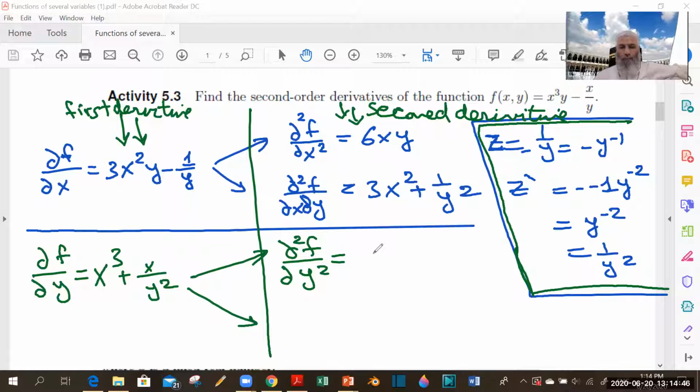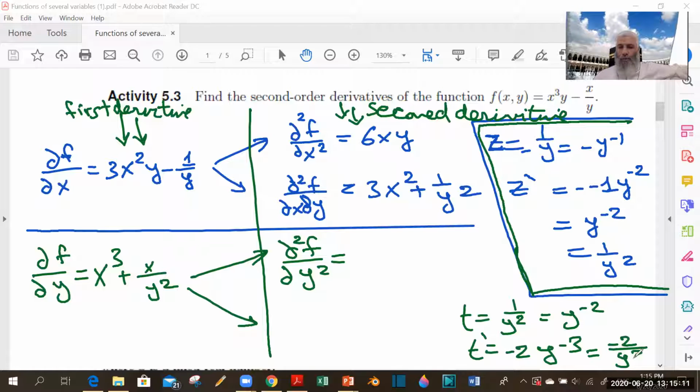It would be just 1 over y. This is 1 over y squared, which is y to the power negative 2. The derivative of this, let's say this is t, so the t derivative is negative 2y to the power negative 3, which is negative 2 over y to the power 3. So it would be negative 2x over y to the power 3, because we have x here.